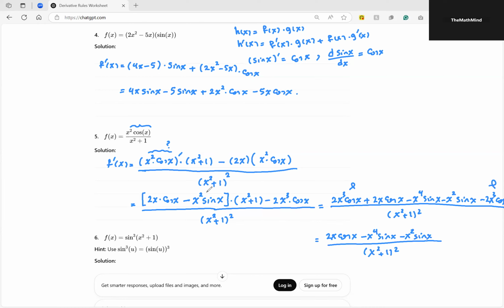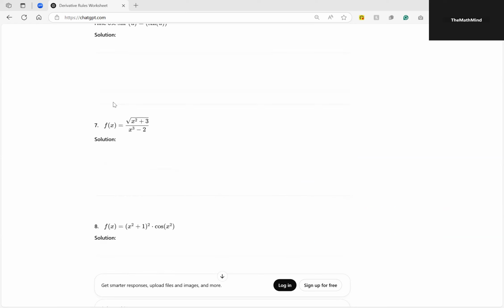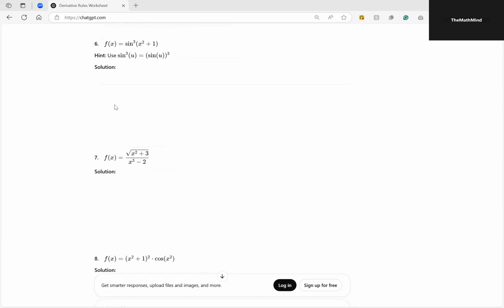I hope that makes sense. Let me know if there are difficulties here, or if you need more explanations in each formula and in each example. Okay, we're going to the next one, question 6 and 7.